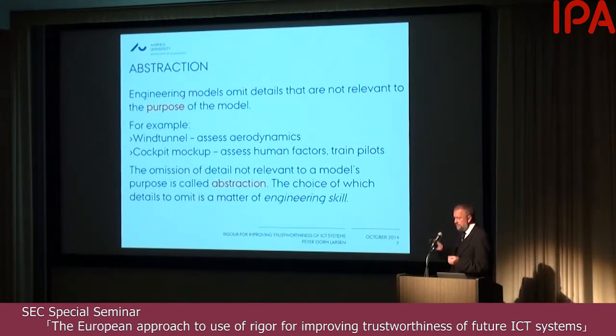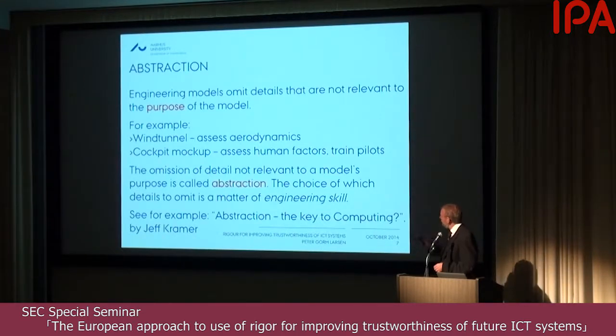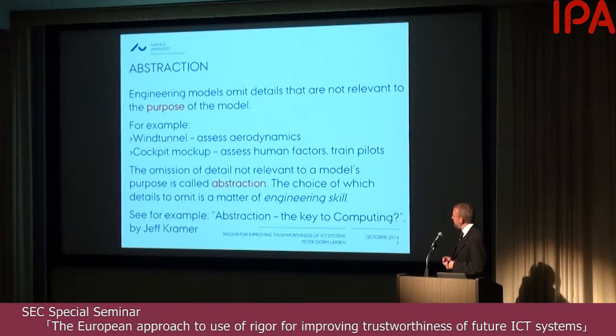So the omission of detail that is not relevant is essentially what we call abstraction. But abstraction needs to be done with respect to a purpose. And this is the critical part. That's the part that's difficult. That's what we call engineering skill. And that part we can never replace. We always need the human being to help with that. So that's abstraction. I can recommend you to look at this paper if you're interested in learning more about abstraction by Jeff Kramer.